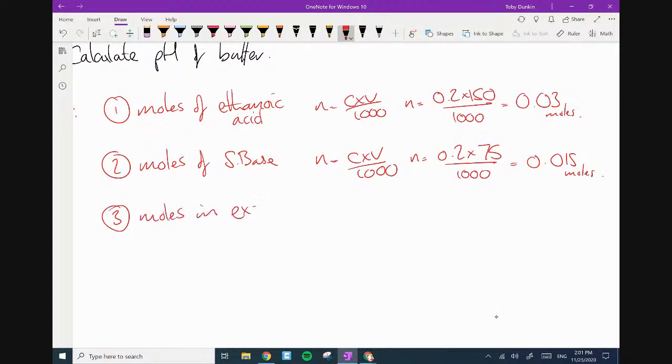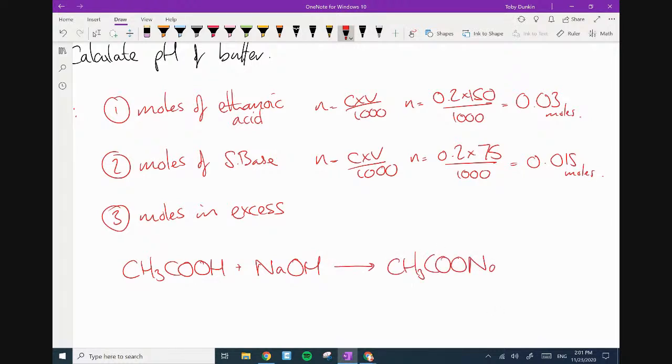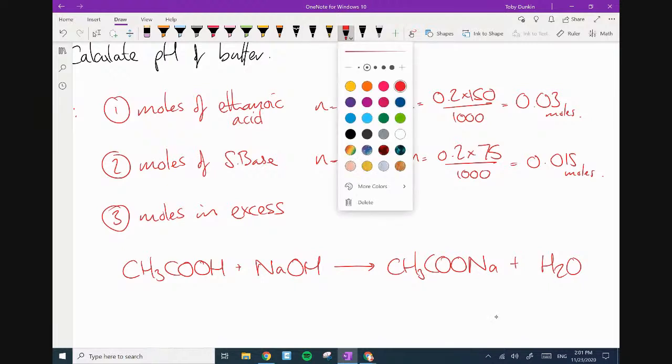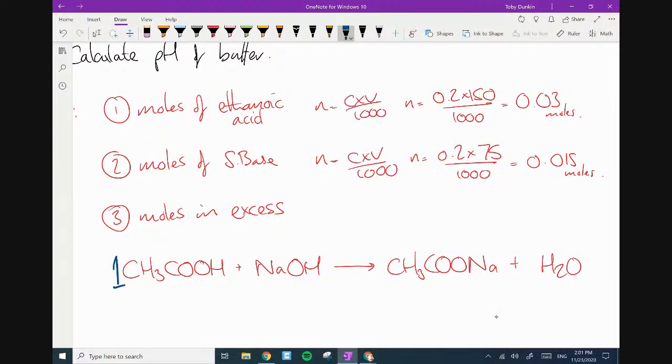Next, number three, moles in excess. Now, at this point, I'm going to write an equation just to check that it's a one-to-one ratio. And it is. So that makes things a whole lot easier. Whenever they throw in a base like calcium hydroxide, then all of a sudden things change a bit, and it's something to bear in mind. But this is a one-to-one ratio. This makes things easier, so I can simply subtract the smaller from the larger.